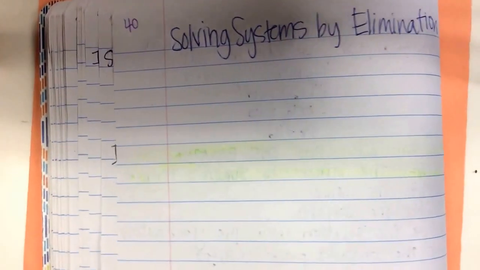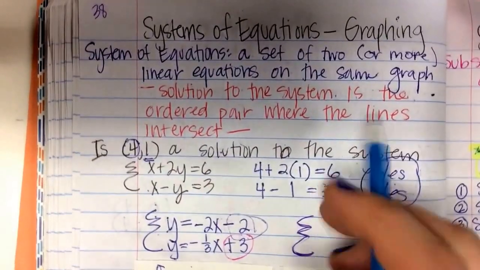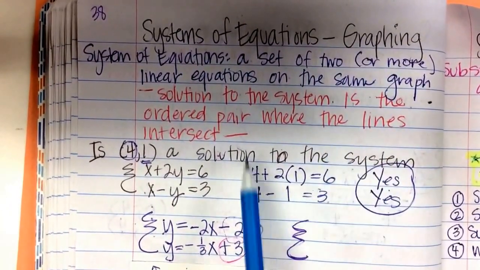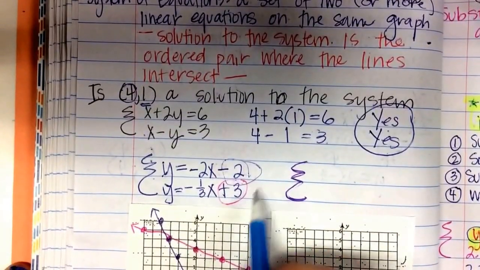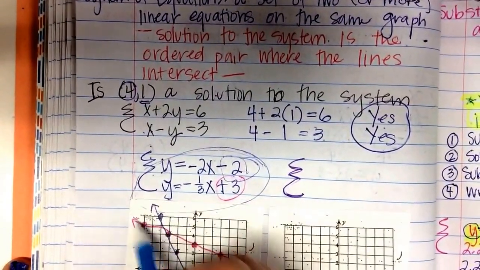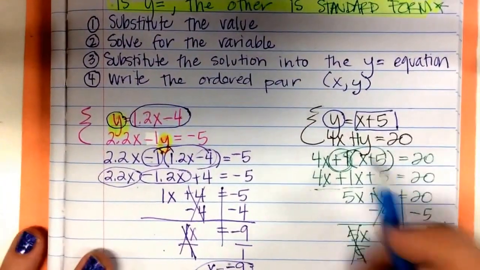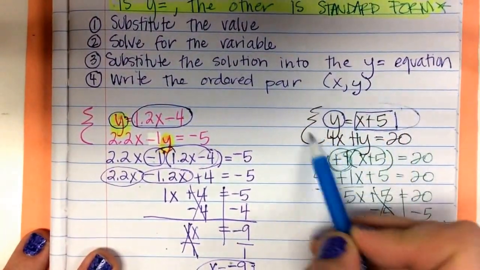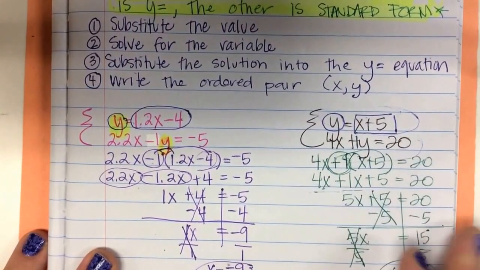So again, solving systems by elimination today. We've done solving systems by graphing, and we do graphing if they're both y equals. We use substitution if one is y equals and the other is in standard form. Today, with elimination, both will be in standard form. And there's two ways of doing this.